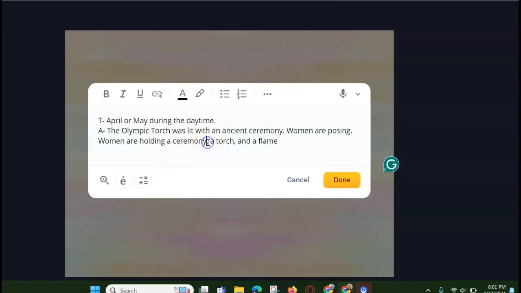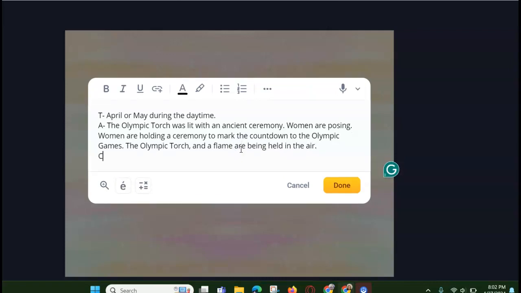I should probably fix that. So women are holding a ceremony to mark the countdown to the Olympic Games. And then I should probably say the Olympic torch. Remember, proper nouns have to be capitalized. So the Olympic torch and a flame are being held in the air.